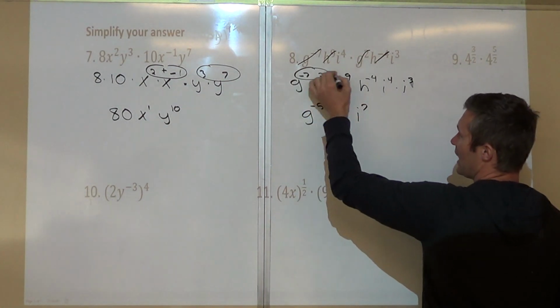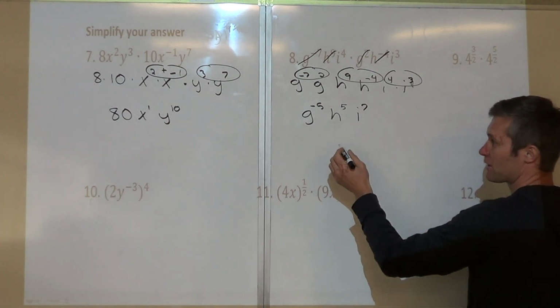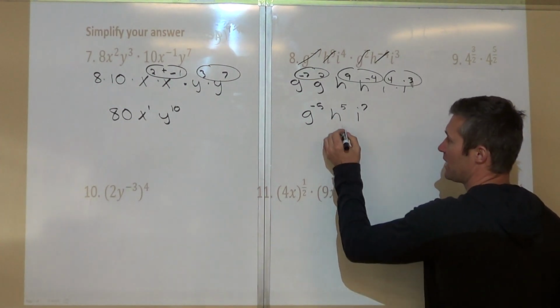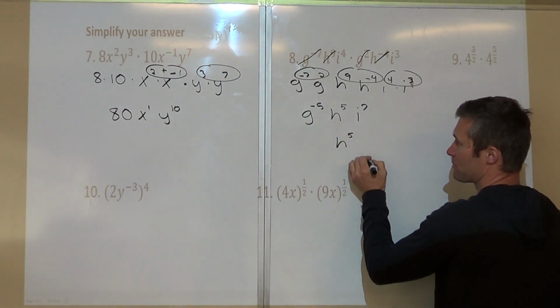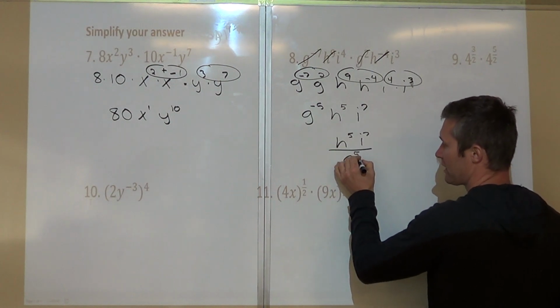So once again, add those together. Can't have a negative exponent, so now we're going to flip it. It's in the top, we're just going to flip it down. So h to the 5th stays up top, i to the 7th stays up top, g to the 5th flips.